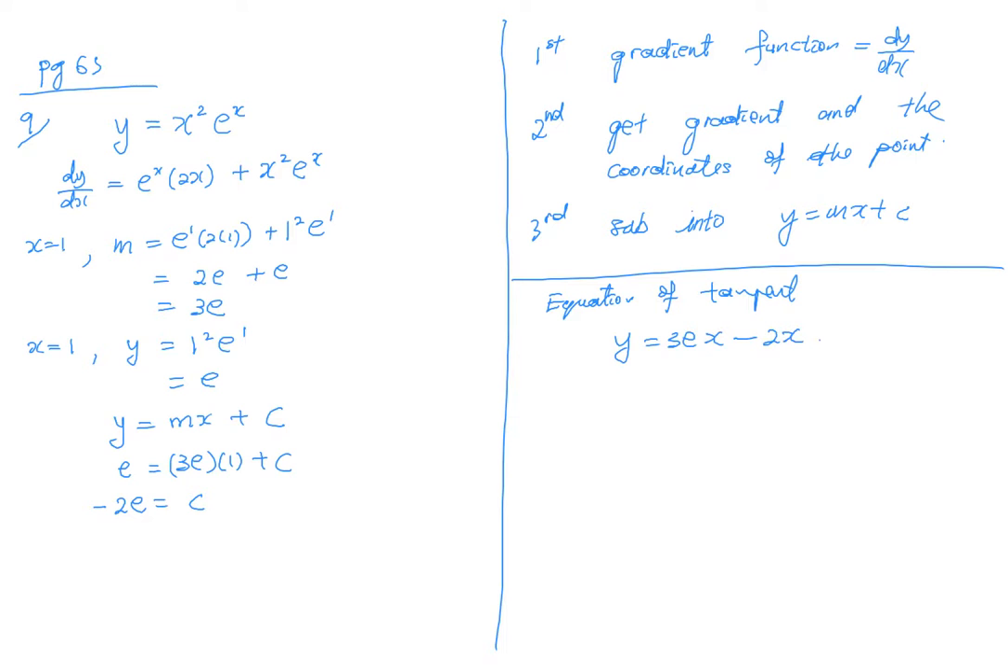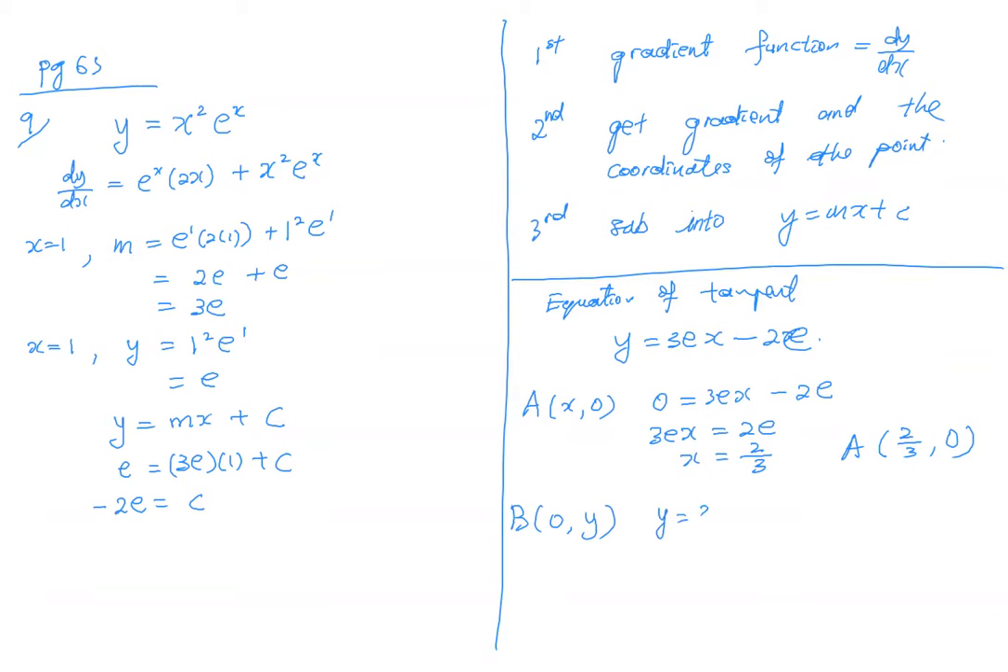So they say cut the x and the y axis at A and B. So point A will be (x, 0). That is called cut the x-axis. So 0 equal to 3ex minus 2e. So that means my 3ex equal to 2e. So my x equal to 2 over 3. So coordinate of point A will be 2 over 3, comma 0. And the y-axis at B. So coordinate for B will be (0, y). Your x is 0. So y will be equal to 3 times e times 0 minus 2e. So y will be equal to negative 2e. So coordinate B will be 0, negative 2e.